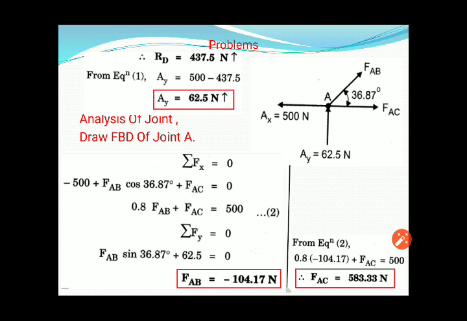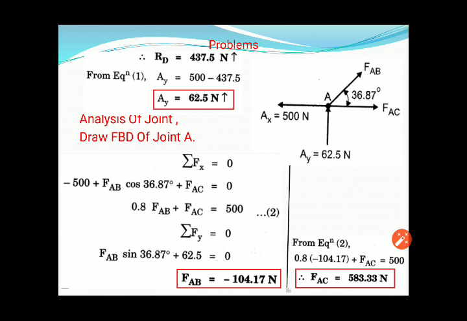So use equations of equilibrium. It's a concurrent force system, so you can use two equations of equilibrium: summation Fx equals to 0, summation Fy equals to 0. Now member AB is inclined. So initially we have found the angle alpha. That was how much? 36.87. Resolve that member into components along x direction and y direction.